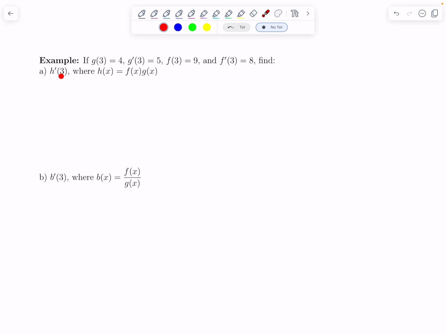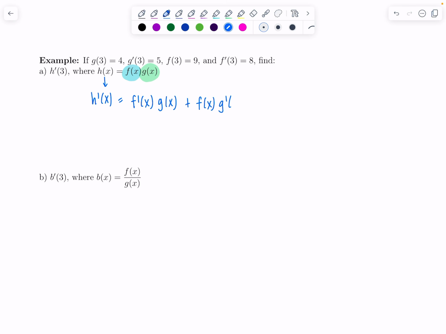They want us to find h prime of 3, and they told me h of x is the product of these two functions, f of x and g of x. So first things first, let's find the formula or the rule for h prime of x. And then I'll go back and see what they gave me all that info for. So since h is the product of two functions, when I find its derivative, I'm going to apply the product rule. So h prime of x equals f prime of x times g of x plus f of x times g prime of x. We literally just rewrote the product rule.